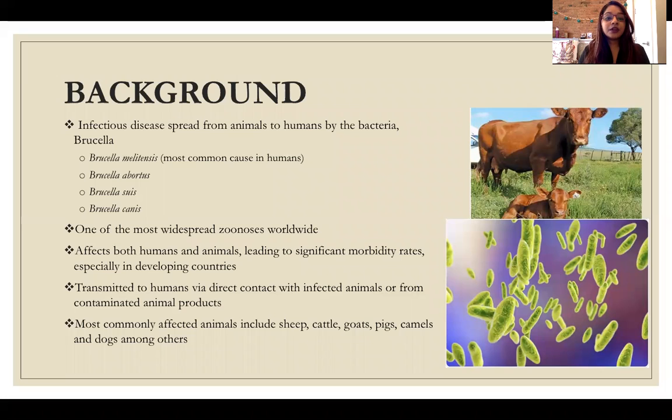So what is brucellosis? Brucellosis is an infectious disease spread from animals to humans by the bacteria Brucella. There are four different types of this Brucella bacteria. There's Brucella melitensis, which is the most common cause of the disease in humans. There's Brucella abortus, Brucella suis, and Brucella canis. It is one of the most widespread zoonotic diseases in the world. It can affect both humans and animals, leading to significant morbidity, especially in developing countries. It's transmitted to humans via direct contact with infected animals or from contaminated animal products. The most commonly affected animals include sheep, cattle, goats, pigs, camels, and dogs, among others.